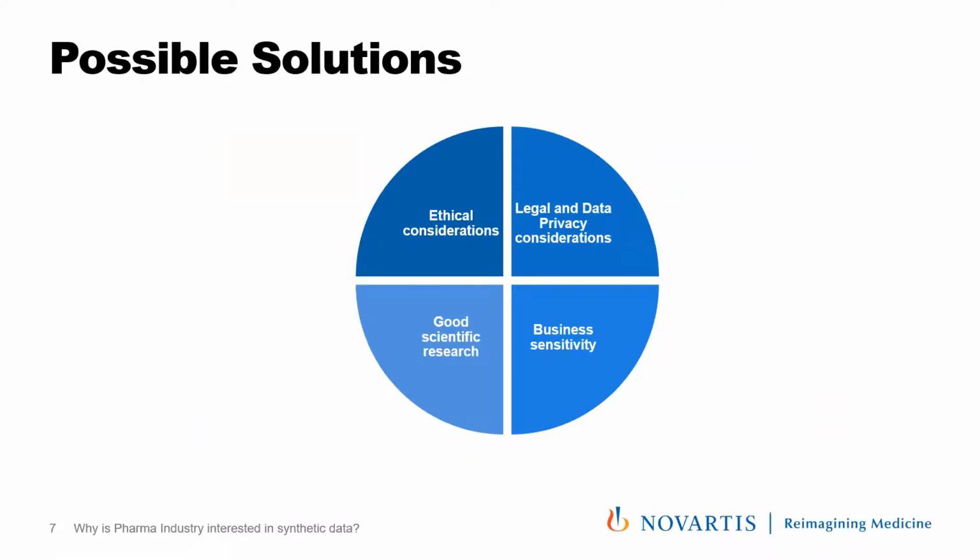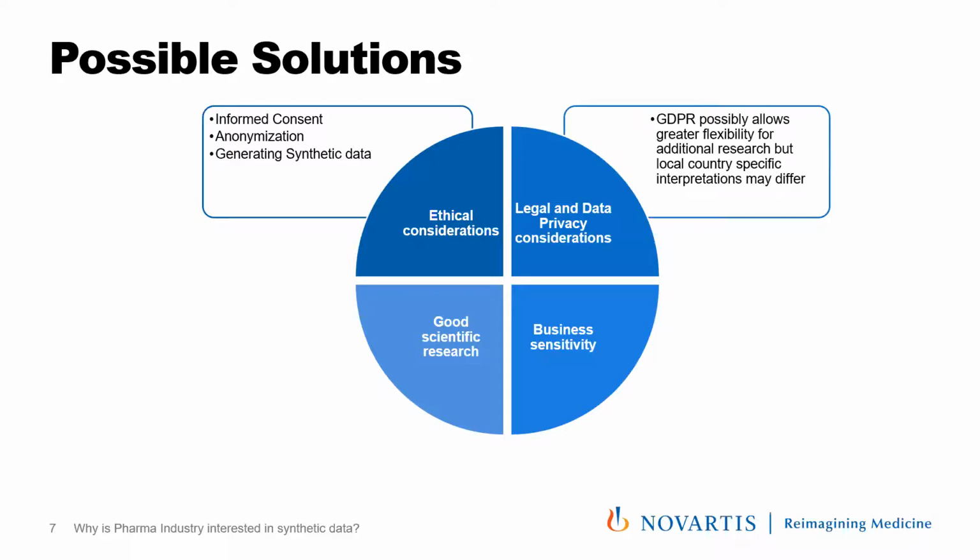So what are some of the possible solutions in these four areas? Around the ethical considerations, in some cases we collect informed consent additionally around reuse of data. If this has been agreed with patients, then of course we can use it. Another option is to use anonymization or generate synthetic data from the original data. On the legal and privacy side, certainly in Europe, GDPR does possibly allow greater flexibility, but local country-specific interpretations differ, so it's still quite a challenge on this side.